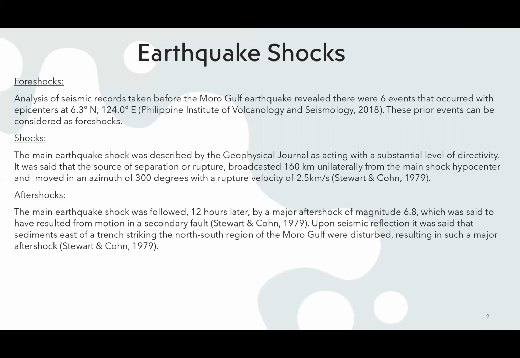The main earthquake shock was followed 12 hours later by a major aftershock of magnitude 6.8, which was said to have resulted from motion in a secondary fault. Stewart and Cohn, 1979. Upon seismic reflection, it was said that sediments east of a trend striking the north-south region of the Moro Gulf were disturbed, resulting in such a major aftershock.